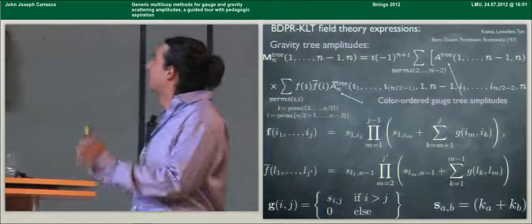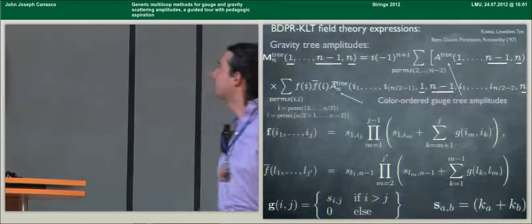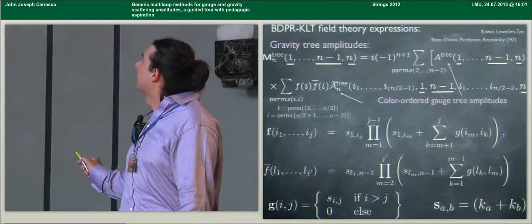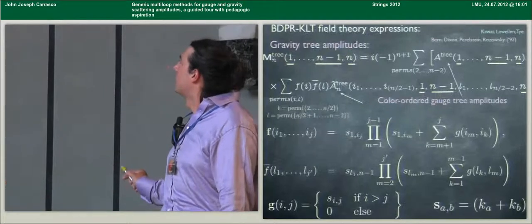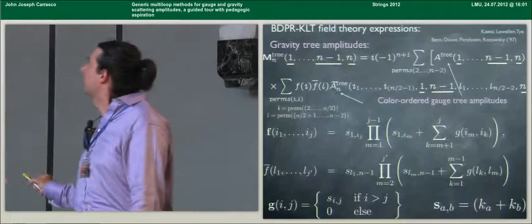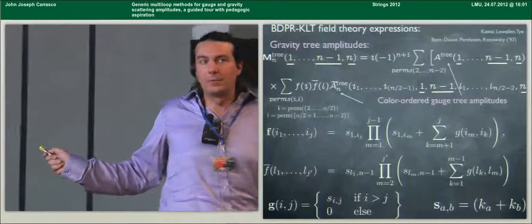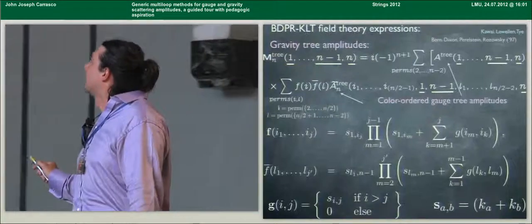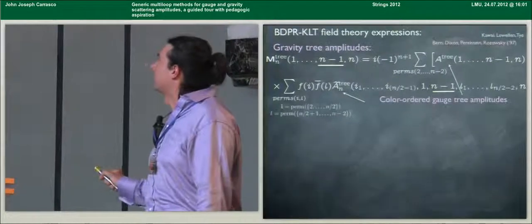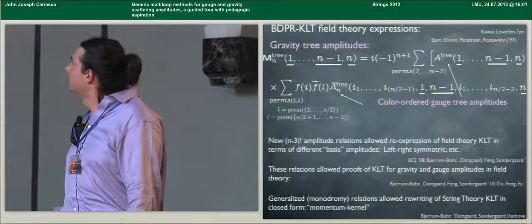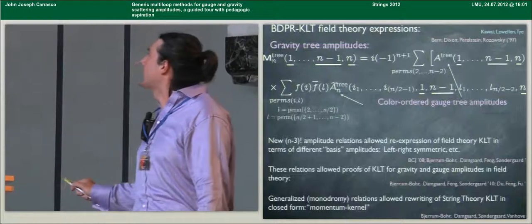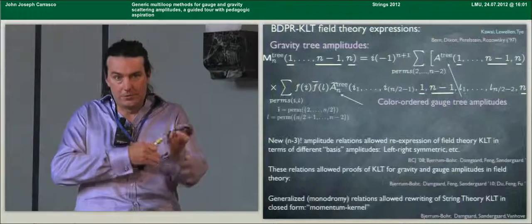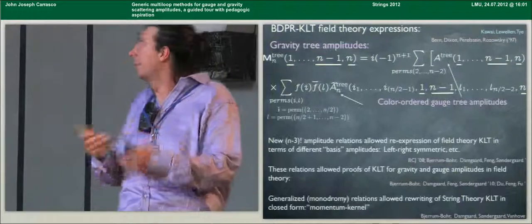Okay, but back to KLT. I promised a little disentangling of KLT. One thing to first note is that what was explicitly here was this (n-3)! basis. As complicated as this is, it has now been proven to be the most compact representation of this type of relations between open strings and the closed string. Using that, these (n-3)! amplitudes allowed the re-expression of field theory KLT in terms of different basis amplitudes; you could choose to make it left-right symmetric if you wanted.